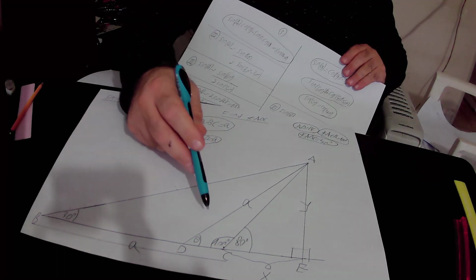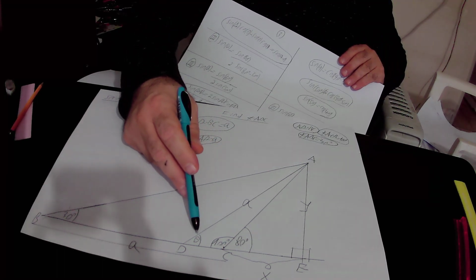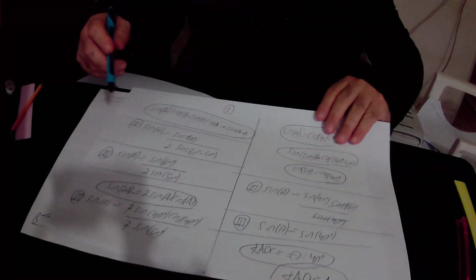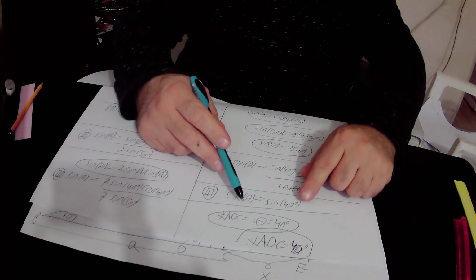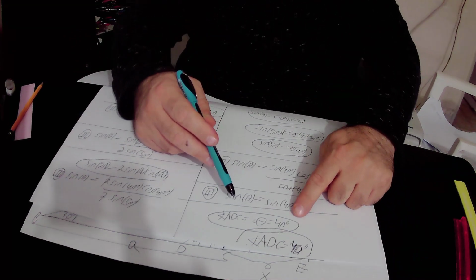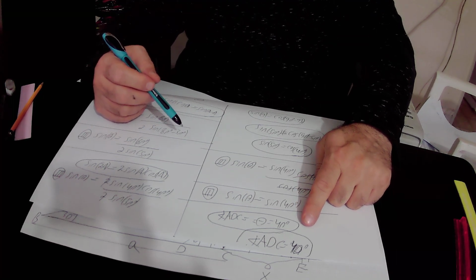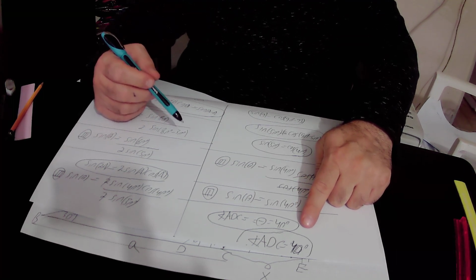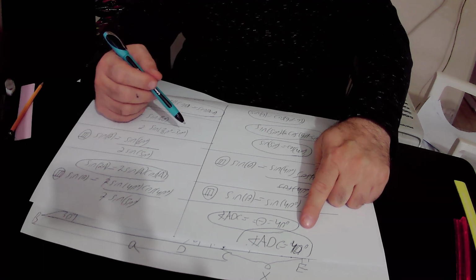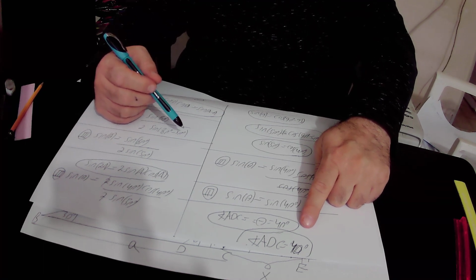And angle theta is actually the angle that we are looking for. That is to say, it is angle ADC. So angle ADC equals angle theta, that equals 40 degrees. So we found out in both methods that the value of the angle that we are looking for, the value of angle ADC, equals 40 degrees.